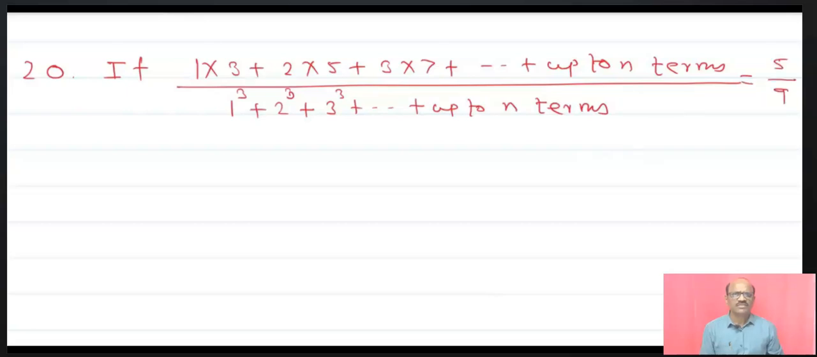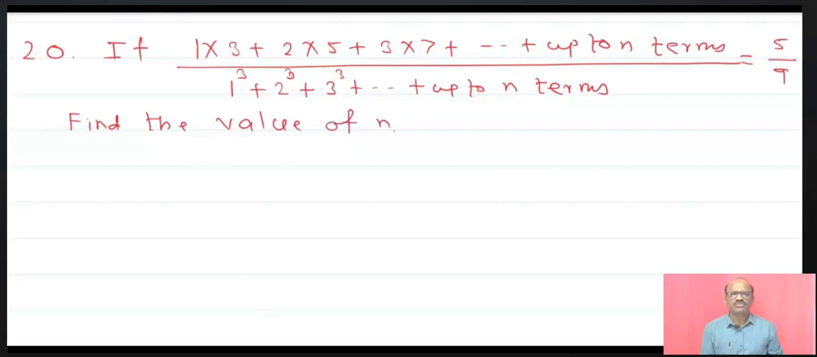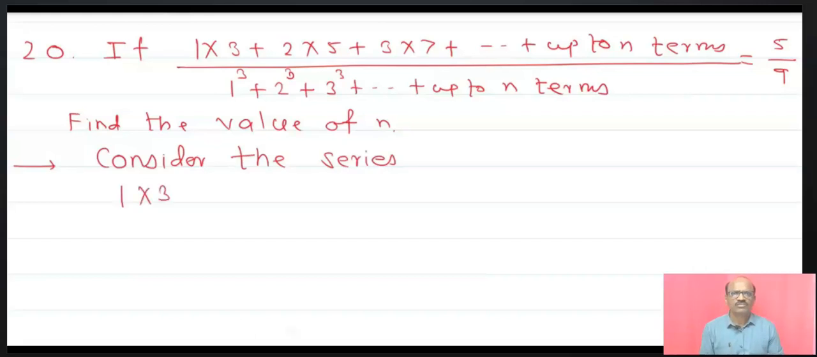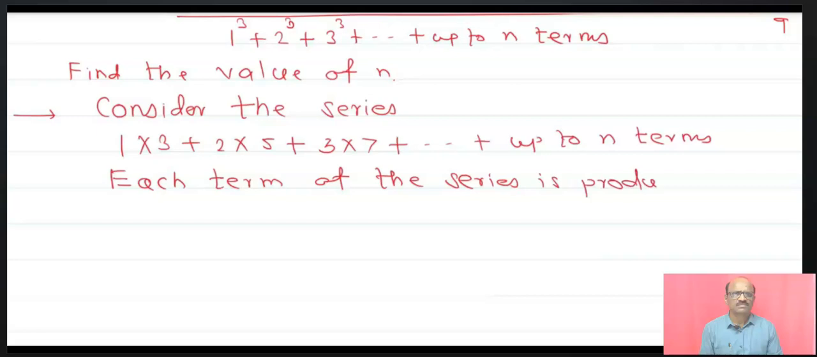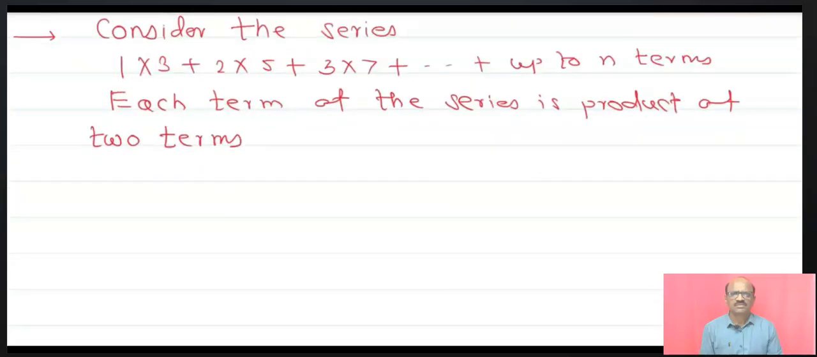We have to find out the sequence for the numerator terms, because it is a product of the two series. Now consider the series, which is the product of 1 into 3 plus 2 into 5, 3 into 7, and up to the n terms. Now here the first term a is equals to 1, common difference d is equals to 1, of the two terms. Therefore, now see this here.